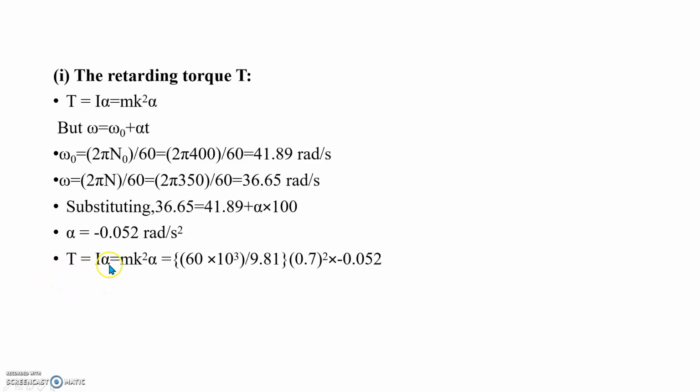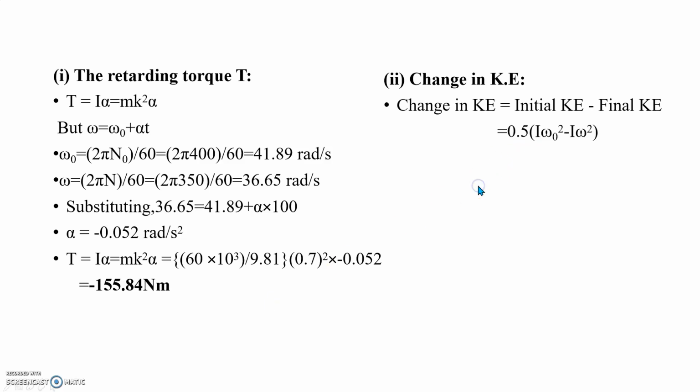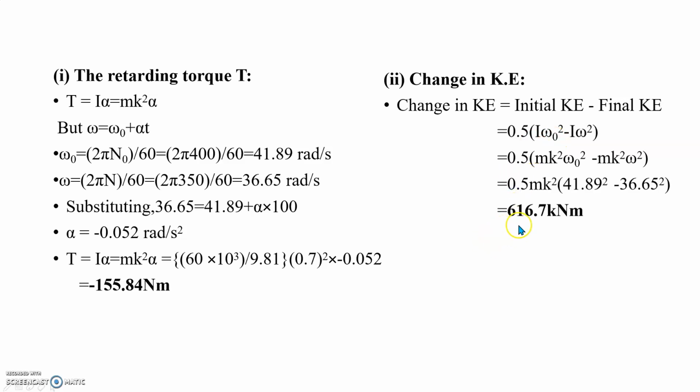We have retarding torque T equals I alpha, which is equal to mk square into alpha. Substituting the values, we get the retarding torque as 155.84 Newton meter. The negative sign indicates the torque is retarding. Okay, change in kinetic energy. Simply substitute in this equation. All the values are known. We get the change in kinetic energy as 16.7 kilonewton meter.